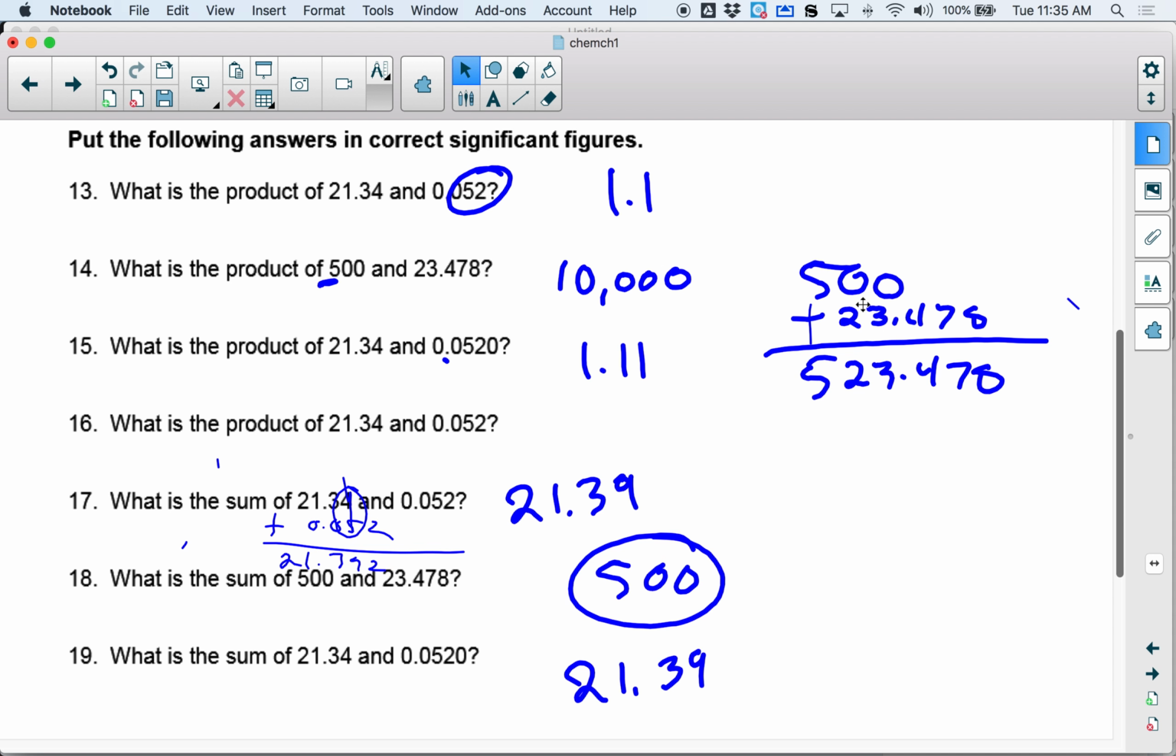Number 15. The product of these two things, right? And here, this one has 3 significant figures, 5, 2, 0. So that's 3. This one has 4, so we need to round it to 3 sig figs. Okay? Now look, this is the same thing as here, as number 13. So 13 and 15 are the same. It's just we have an extra significant figure, so we need an extra number out there. Oh, here's why, actually, I deleted number 16, because it's exactly the same as 13.